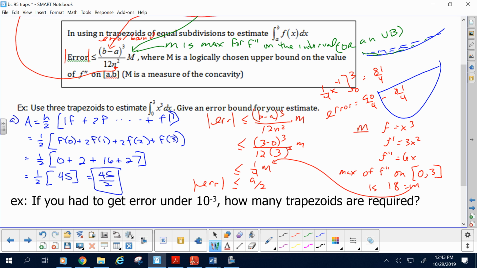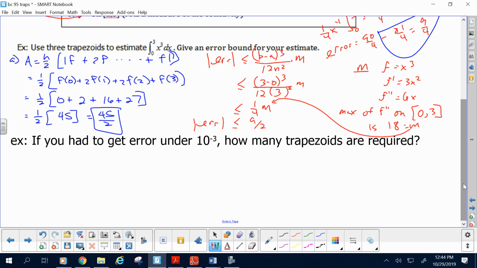The true error or true area is 81/4. So the true error is really 9/4. Is our error then less? Is 9/4 less than 9/2? It is. Okay. So remember, that's not the error we found. It's a bound for the error. I know my error is not more than 9/2. You follow? Okay. Let's try this from a different angle.